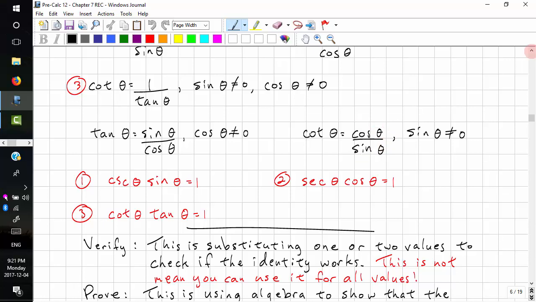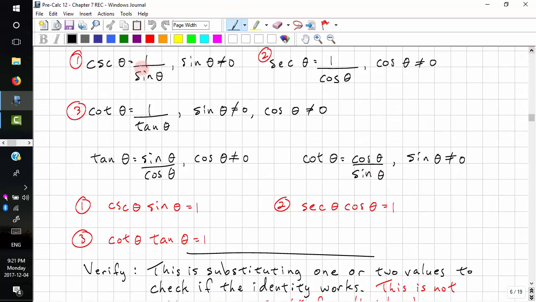Now, if we manipulate this identity, we can move sine over to the other side, and we have cosecant theta times sine theta equals 1. Similarly, with this identity, we have secant theta times cos theta equals 1, and with this identity, cotangent theta times tan theta equals 1.